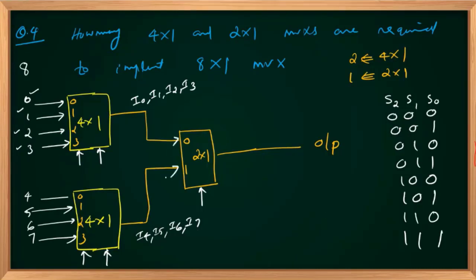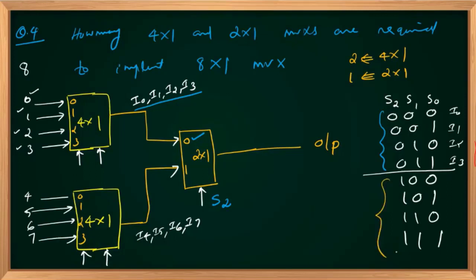Right? If you are closely monitoring your truth table here, I0, I1, I2 and I3 will be selected if and only if S2 equals 0. So S2 equal to 0 implies I should connect S2 here so that the 0th input is selected. That 0th input contains either I0, I1, I2 or I3. Whereas the lower set, the next 4, is selected when S2 equals 1, that will select I4, I5, I6 to I7. So if S2 equals 1, I1 will be selected. I1 will contain either I4, I5, I6 or I7 as expected.